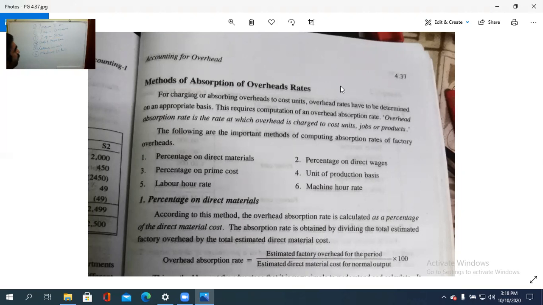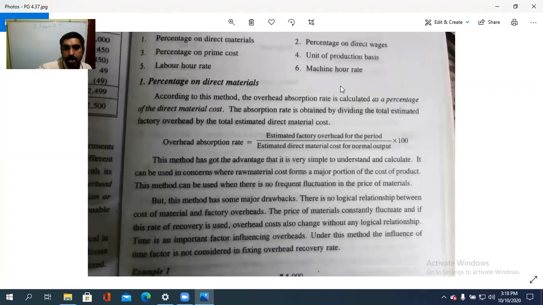So firstly, we will check percentage on direct material. Under the direct material, how much percentage is the overhead? According to this method, the overhead absorption rate is calculated as a percentage of the direct material cost. The absorption rate is obtained by dividing the total estimated factory overheads by the total estimated direct material cost. That is the formula: overhead absorption rate under percentage on direct material is equal to estimated factory overhead for the period divided by estimated direct material cost for the normal output.